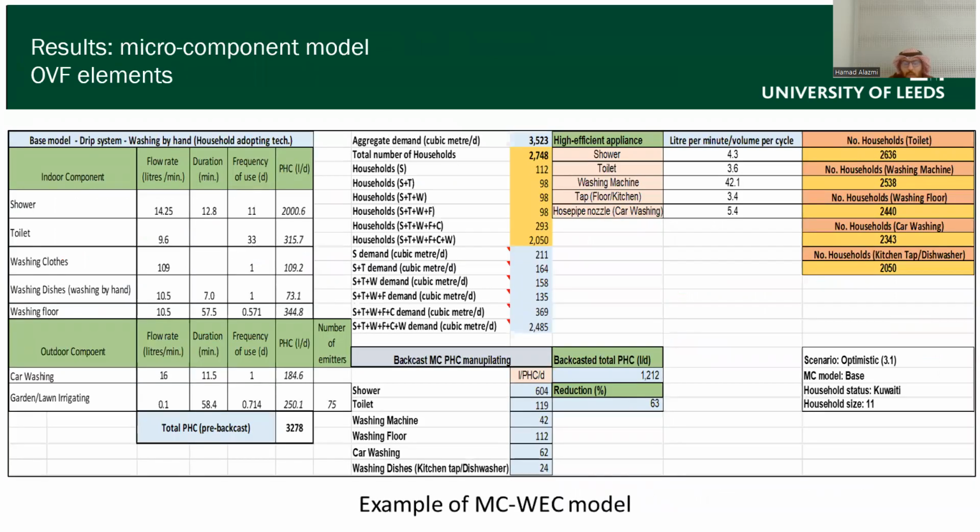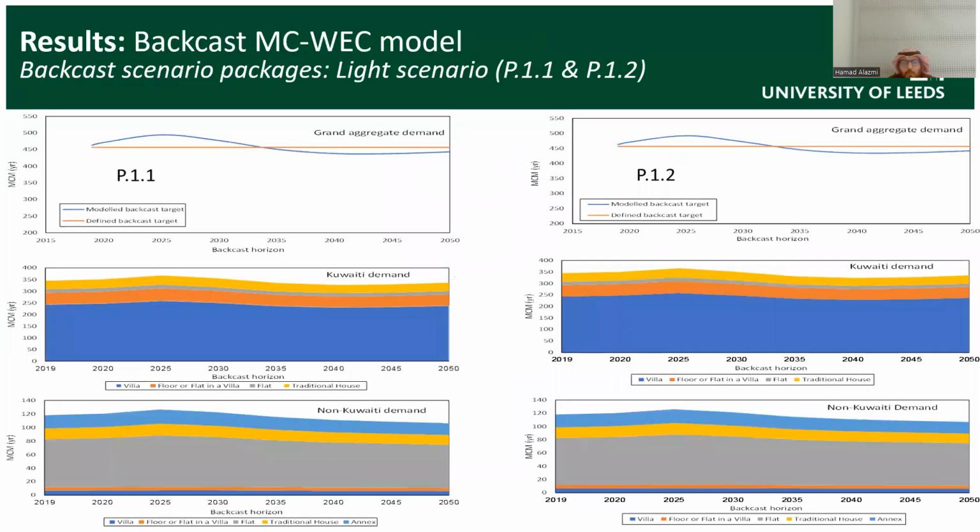This figure illustrates the microcomponent water efficiency calculator model and its elements. The table on the left shows the components of water use for each household. It shows the volume and frequency elements, whereas the table on the right shows the ownership element of the efficient appliances. And in the middle is the model's manipulation process.